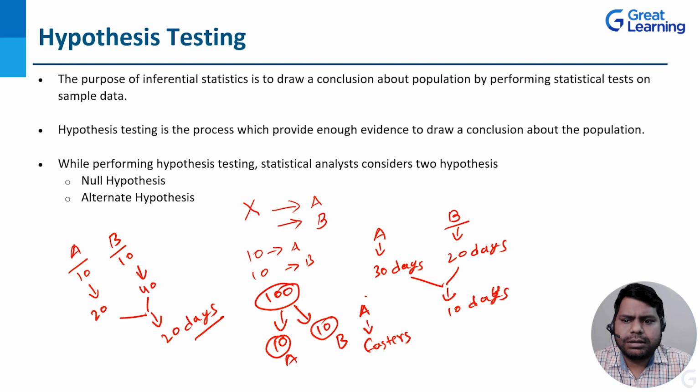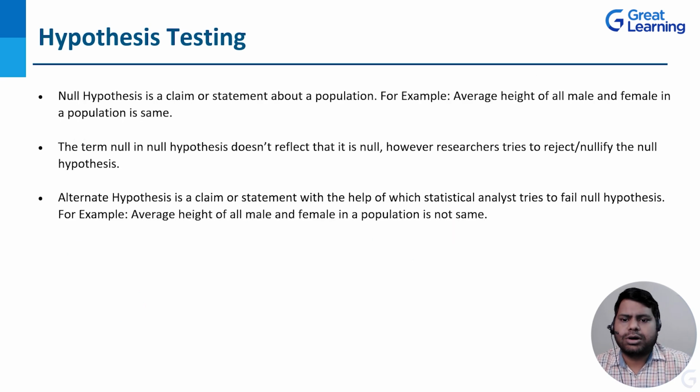Here in this example, our null hypothesis is that people taking drug B on average recover 10 days faster than people taking drug A. Hence, we can conclude that the null hypothesis is a claim or a statement about the population. Similarly, the alternate hypothesis is a claim or a statement with which we can statistically analyze and discard the null hypothesis. Here in this example, we can see clearly that people taking drug A are recovering faster than drug B, so we can reject the null hypothesis.